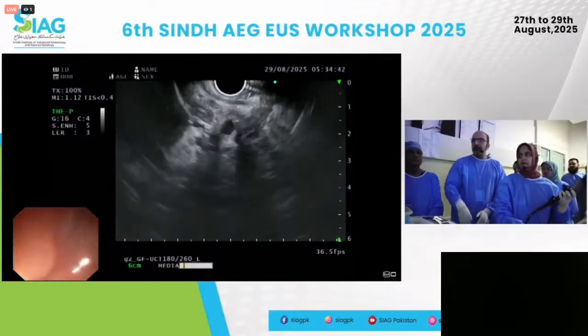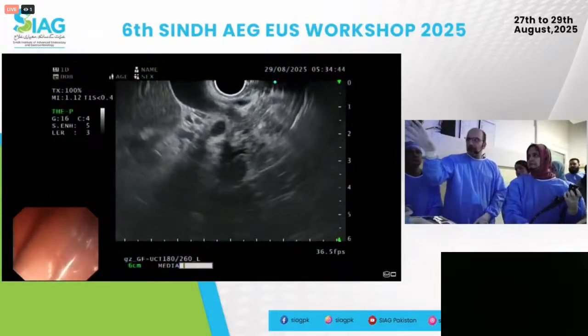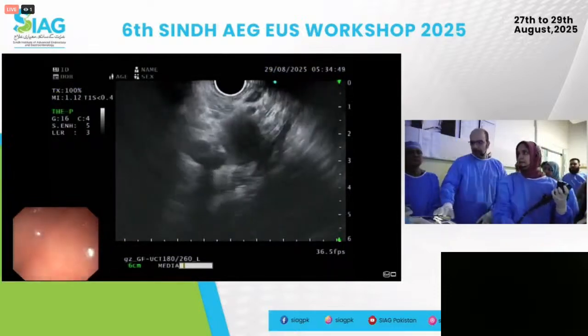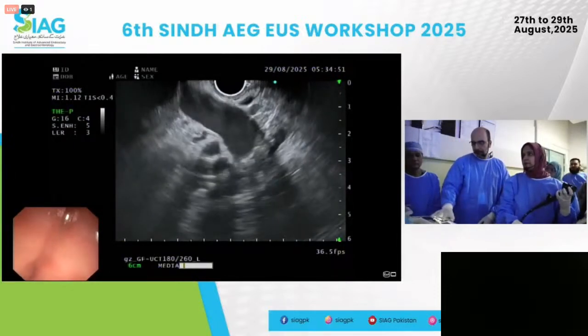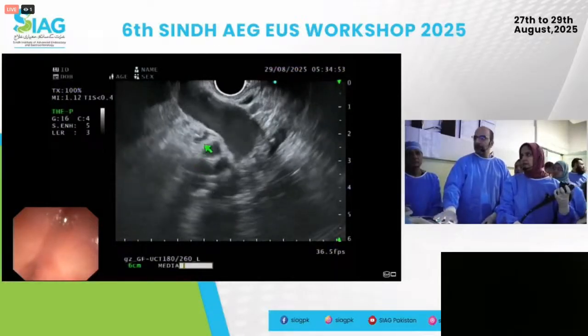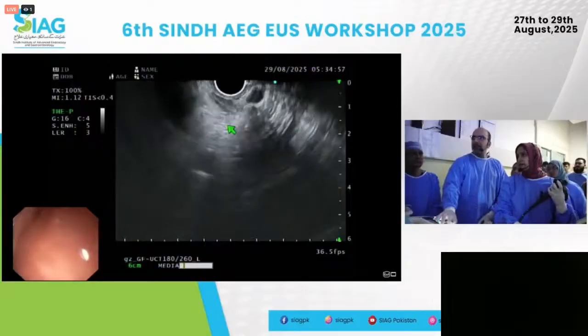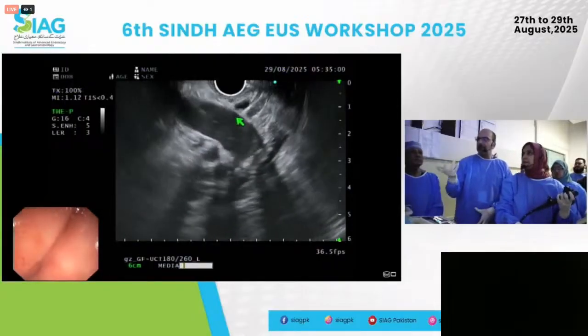Good. So now it looks much better, right? So go ahead, and what do you see right now? So this is the portal confluence. So this is the portal vein. The other thing to notice here is that it looks a bit enlarged. There may be some hypertension going on.